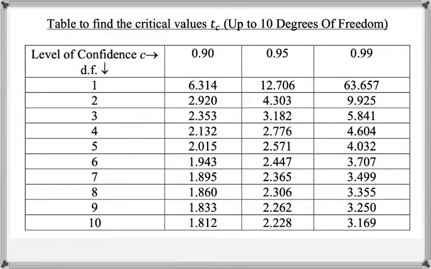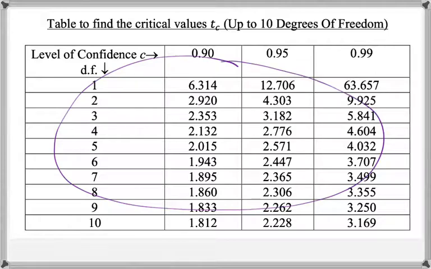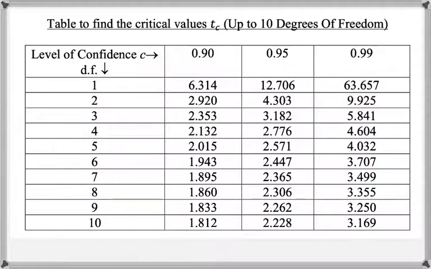To find the critical values tc, we need to look at this table, and this goes up to 10 degrees of freedom. So depending on the level of confidence and the degrees of freedom, we can locate our critical value.